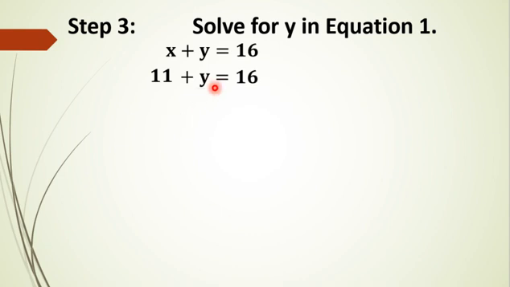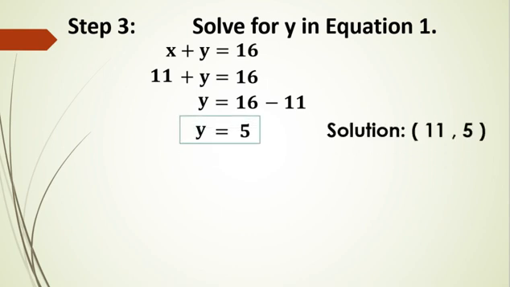In order to solve for y, transpose 11 to the other side. So we have positive y, or y equals 16 minus 11. Therefore, y equals 5. The value of y is 5. So our ordered pair, or solution, is (11, 5). Pagsasamahin lang natin yung values ng x and y.